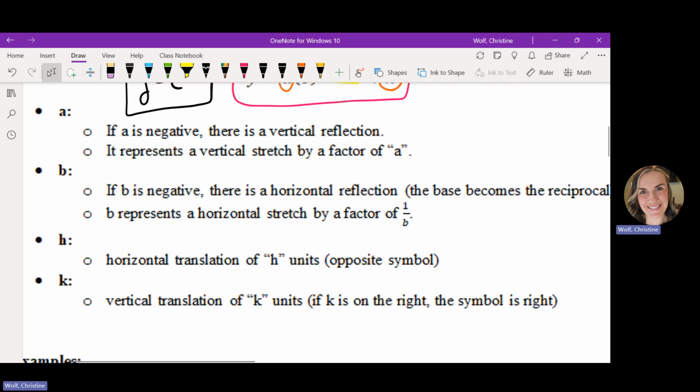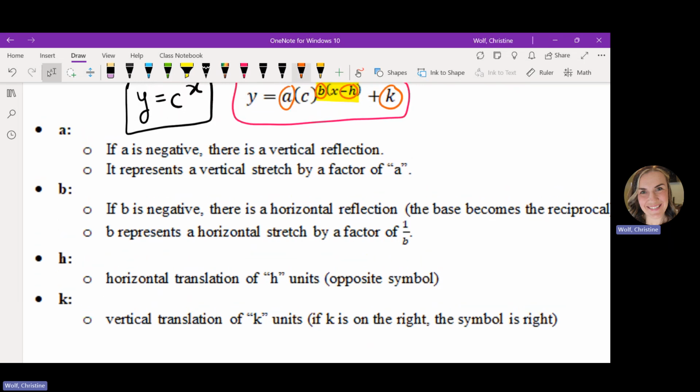Okay. So if A is negative, so that's this first term right here. So if this leading coefficient A is negative, that means there is a vertical reflection. So imagine you have an increasing exponential function. A vertical reflection would look like that. So what's up comes down. All right. And also whatever the number A is, that represents a vertical stretch by that factor.